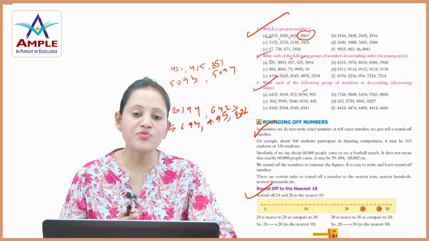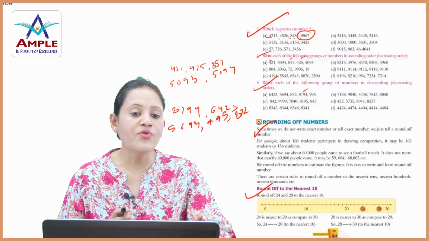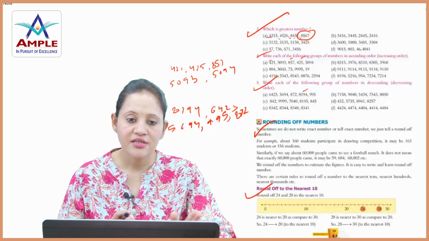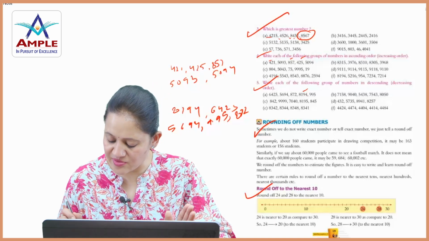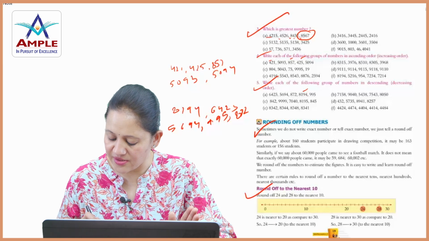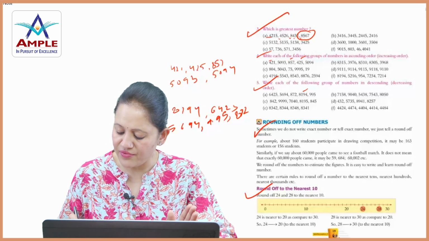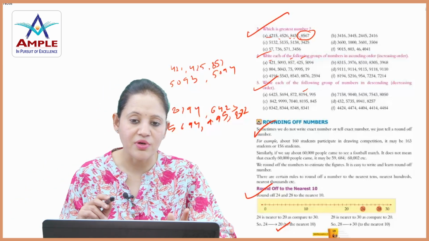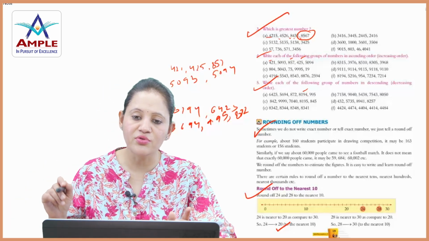Round off 24 and 28 to nearest tens. 24, that is nearer to 20 compared to 30. Clear? 24 you can see that is more nearer to 20 than 30. So 24 rounded off to the nearest 10 will be 20. And 28, that is nearer to 30 compared to 20. So 28 will be rounded off to 30.